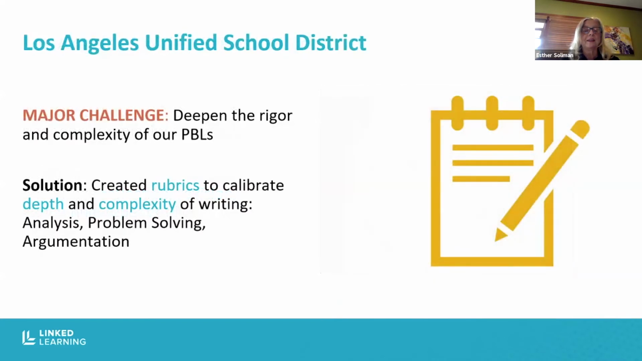Next. Our Link Learning team also creates rubrics for problem solving, analysis, and argumentation, so teachers can identify areas where students need support and ensure they have high quality responses, especially in their writing, which is one of the weaker areas that our students suffer from.